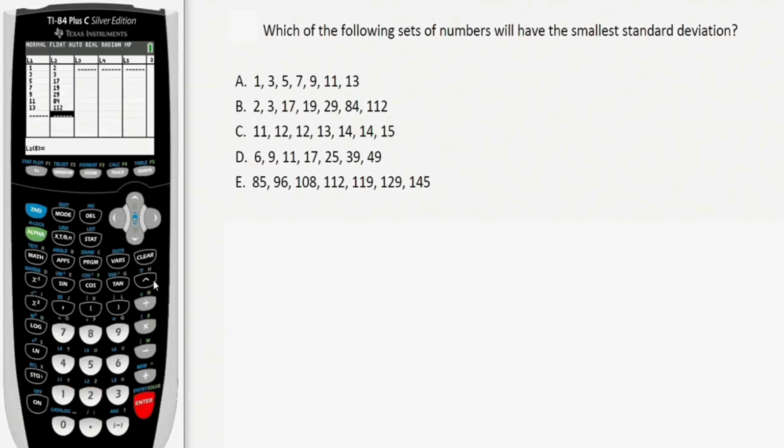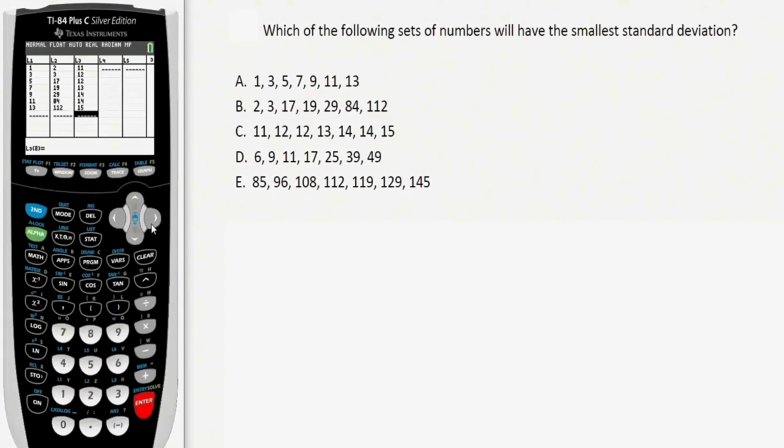Alright, so let's go back to list 3, which is option C. We have 11, 12, 12, 11, 12, 12. We also have 13. Okay, we have 14, 14 as well, and 15. Okay, so that's all for list 3.